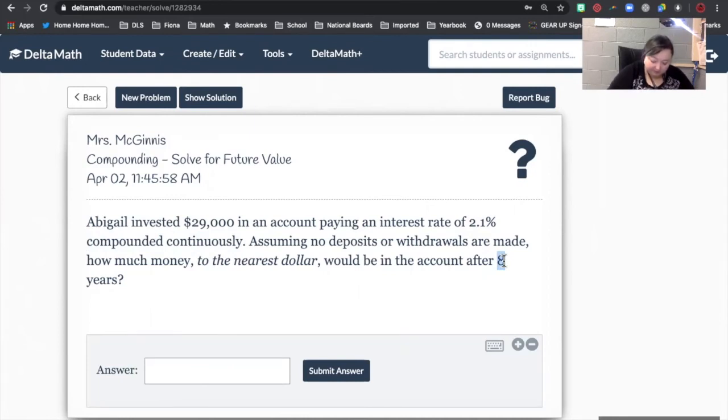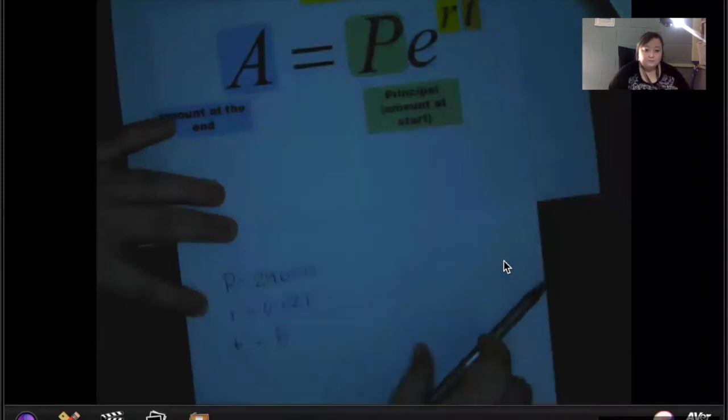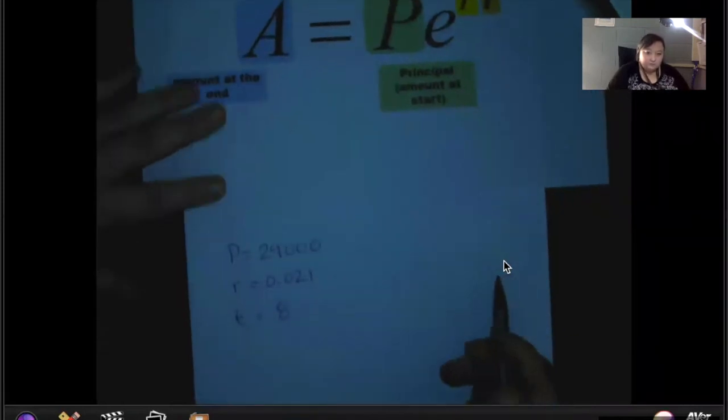So our principal is $29,000. Our rate is 2.1%, which as a decimal is 0.021, and our time in this case is 8 years. Okay, so we're following our formula.